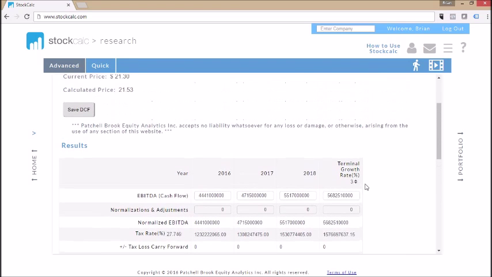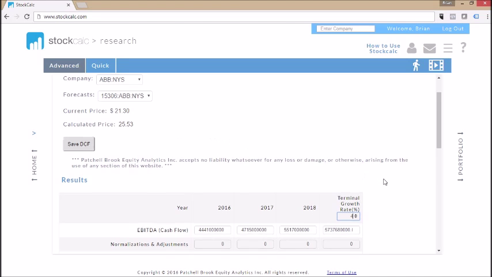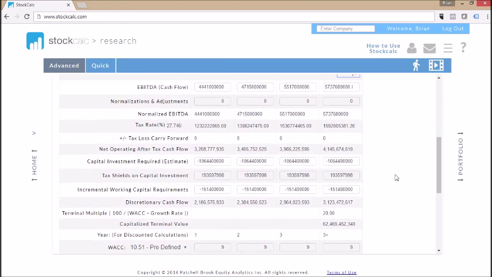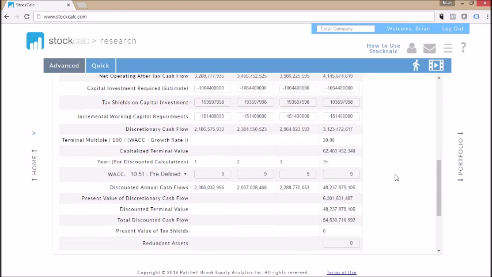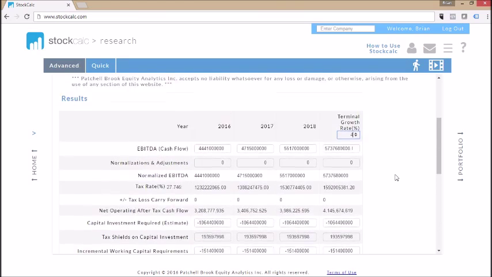We can also look at the sensitivity of this terminal growth rate projection. If we think the company is going to grow for the very long term at 3% versus 4%, you can see the impact that that's having. So again, a very powerful tool that once you build the models, you can actually do a lot of what-if analysis on the company to see what you think the valuation would be.